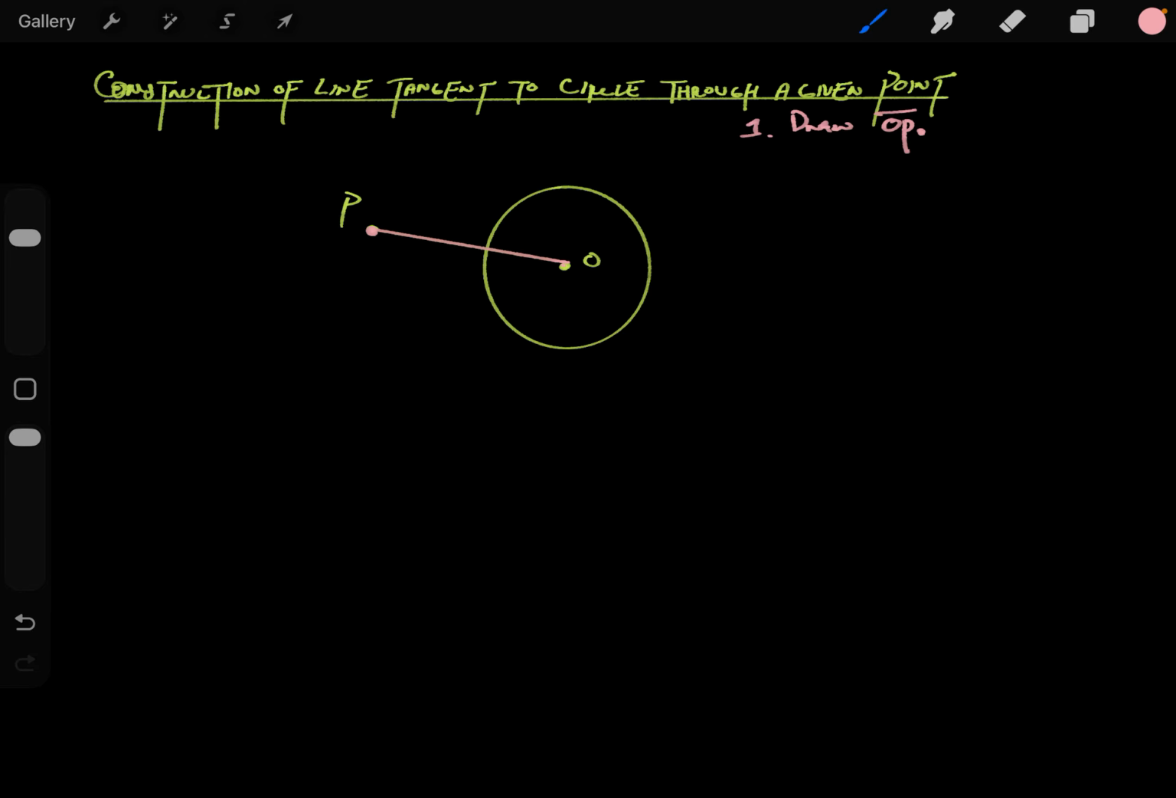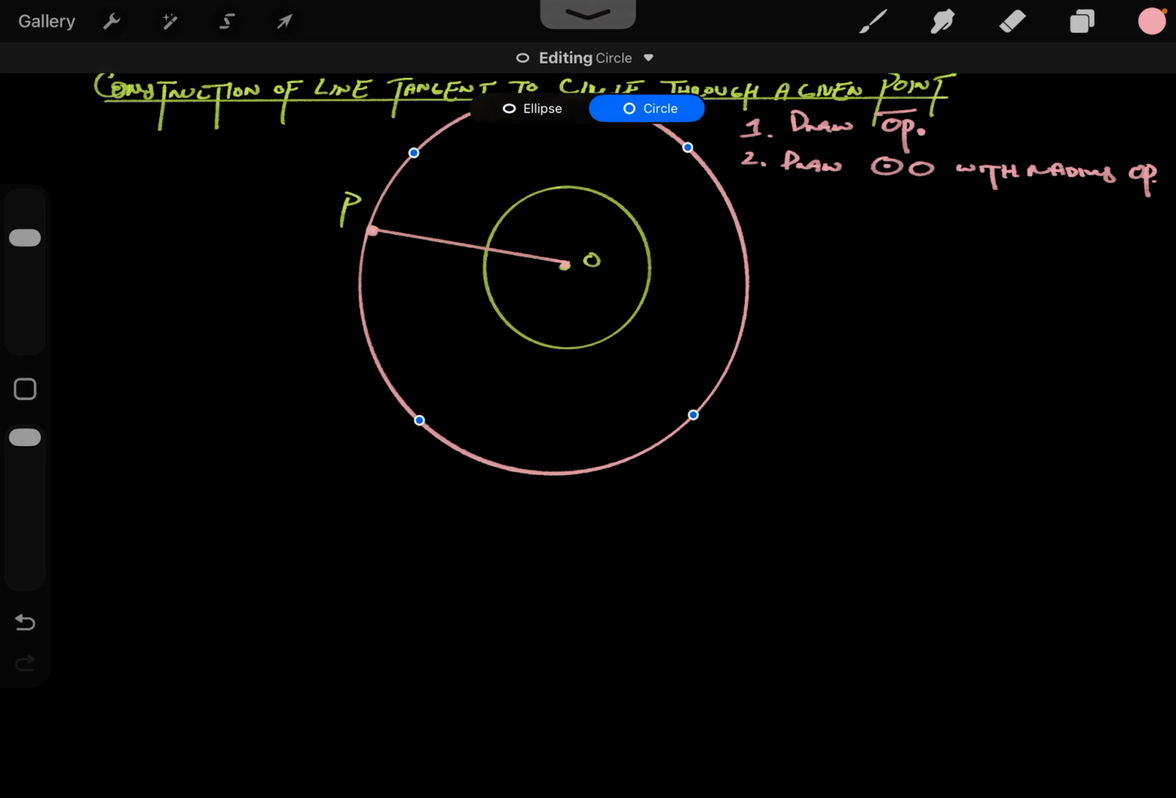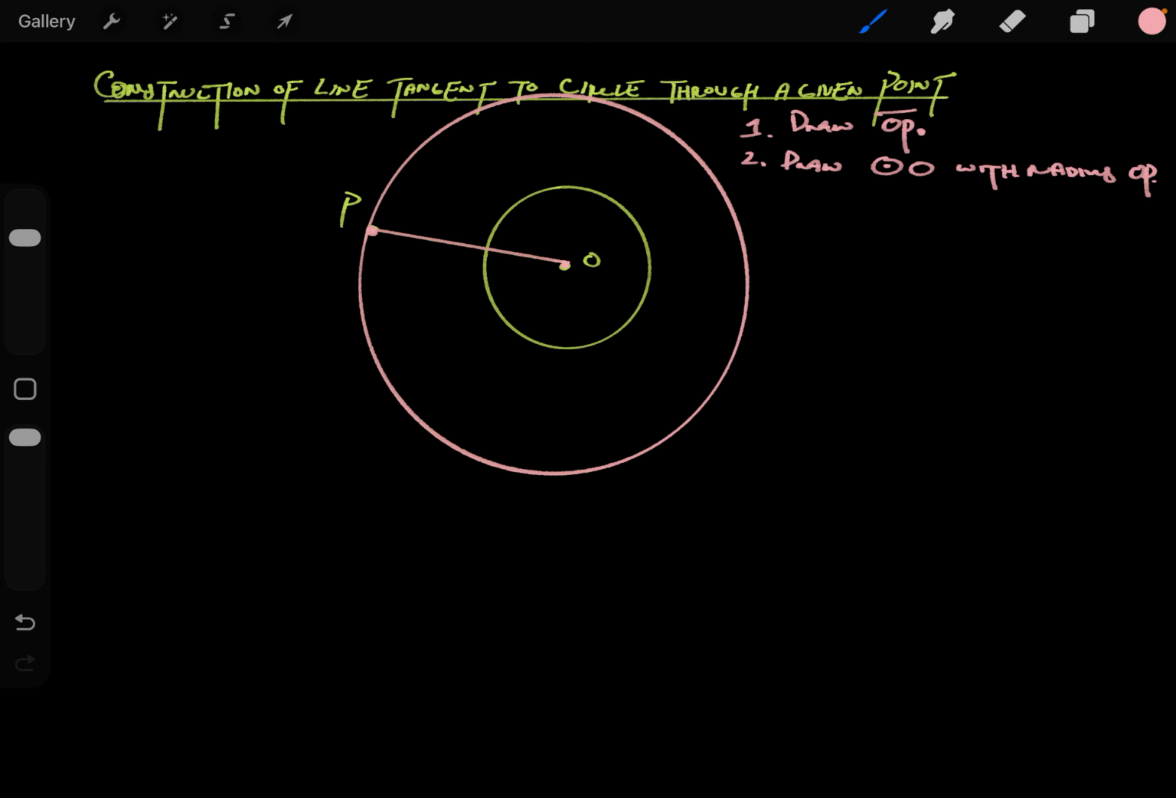And then what you want to do is draw circle O, but this time with radius OP. So you're just drawing a larger circle with radius OP. And now that's going to look like this if I could do a good circle. And let's see if I can make it into a circle. There we go.